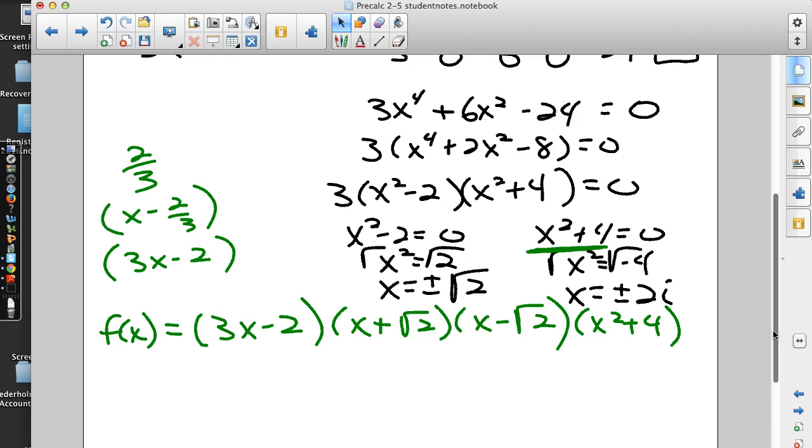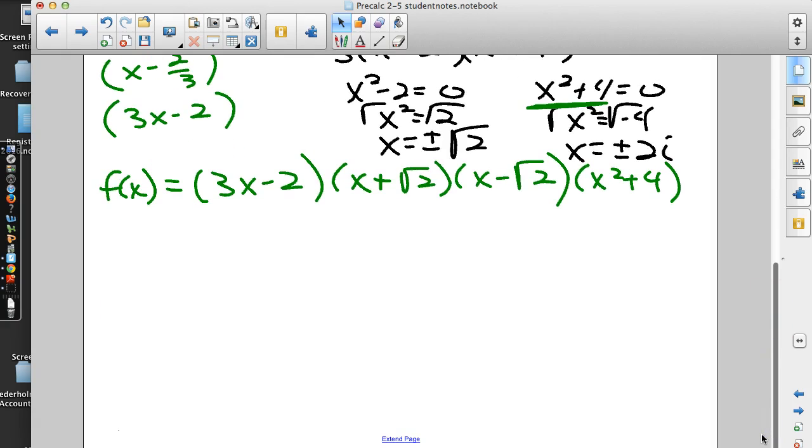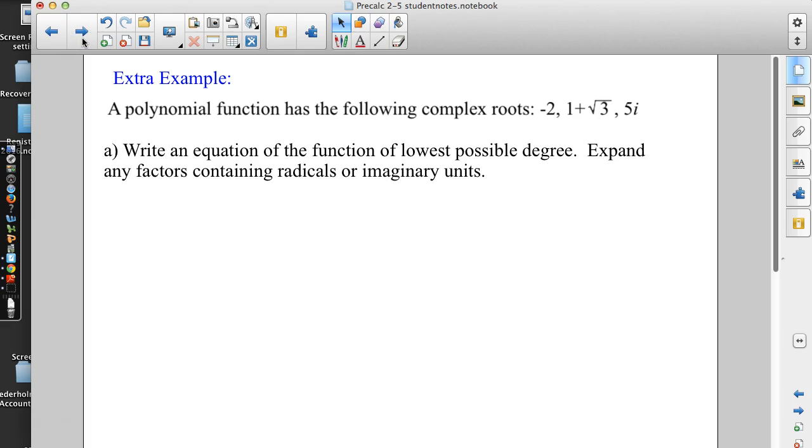So now, this looks like fun. Extra example, extra.